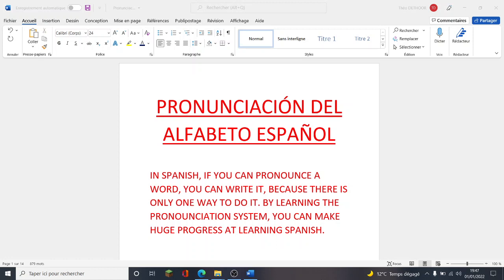We should use this chance as an advantage. So by learning the pronunciation system, you can make huge progress at learning Spanish. So let's do so. Let's focus on the alphabet in Spanish. Let's see how it works, starting letter by letter and following the alphabet in chronological order.